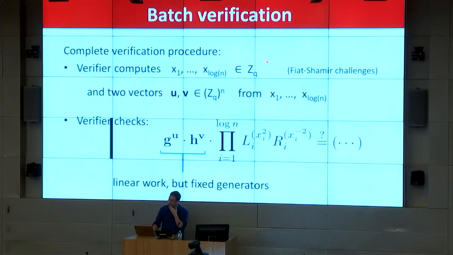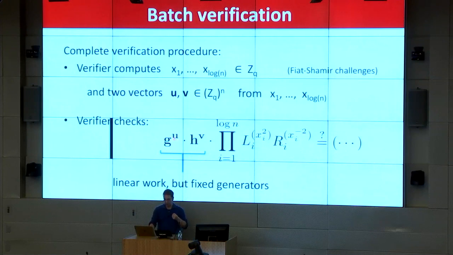The interesting thing is when you put it all together, what the verifier actually is doing is something quite interesting. So the way verification works, the way you verify these range proofs, these bulletproofs, is essentially first you compute these log n values. From these log n values, you deduce 2 vectors of size n. And then you check this multi-exponentiation.